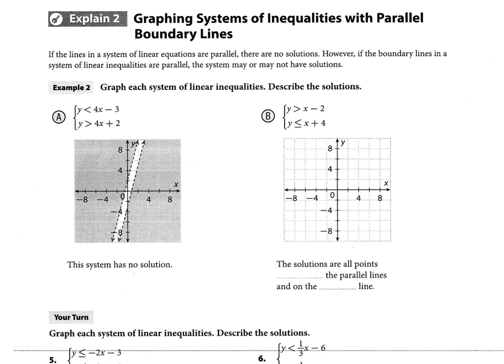There is nothing that is double shaded, so there is no solution there. Now let's look at this one. In part B, we're going to start at -2 and go up 1 and over 1 and create a dashed line. And that is shaded above with that greater than symbol there. And then this next one, we start at 4 and go up 1 over 1, creating a solid line, is shaded below.